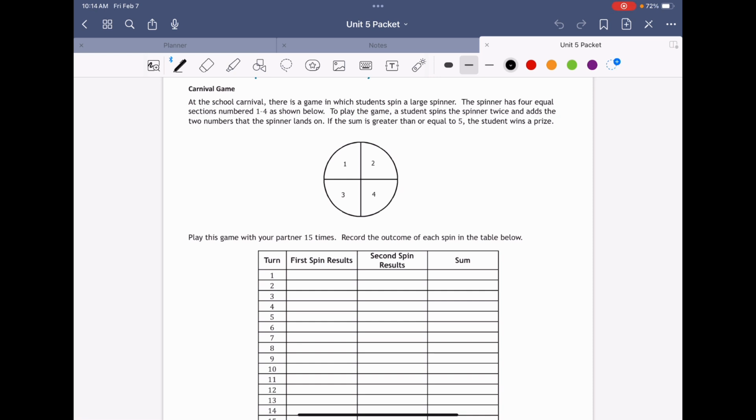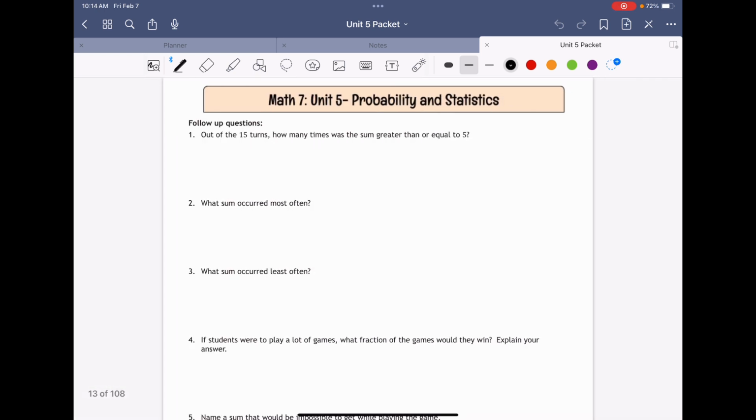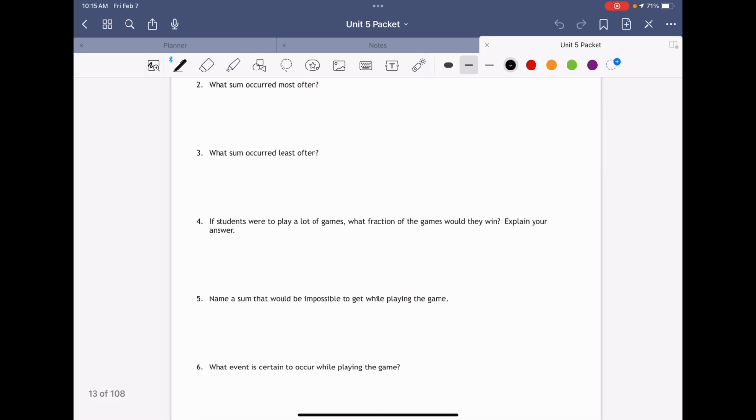When you're all set with collecting that data, you're going to answer the follow-up questions on the next page. All of those will be different based on your numbers, so we are not going to go over those together. But we are going to briefly talk about the bottom 2 questions.